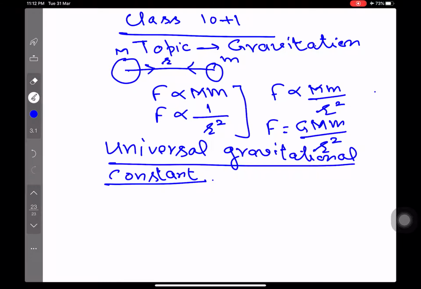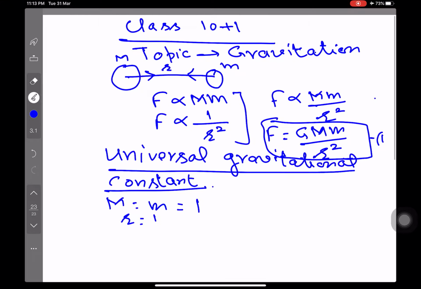Now, definition of capital G. If capital M equal to small m, each equal to 1, it can be 1 kilogram or it can be 1 gram, and r equal to 1, it can be 1 meter or it can be 1 centimeter. Then from equation 1, we get F equal to capital G into capital M, which is 1, into small m, which is 1, over r square, meaning 1 square, and that is equal to capital G.